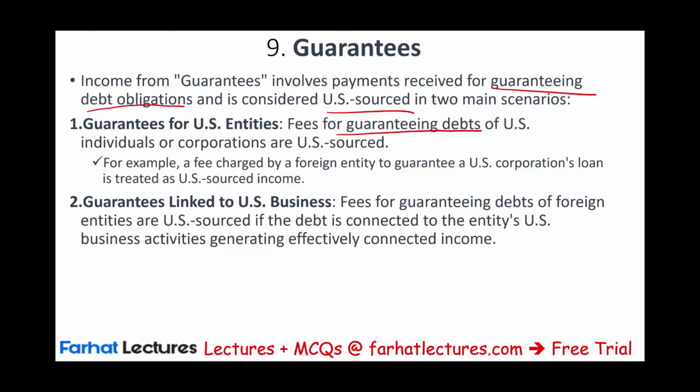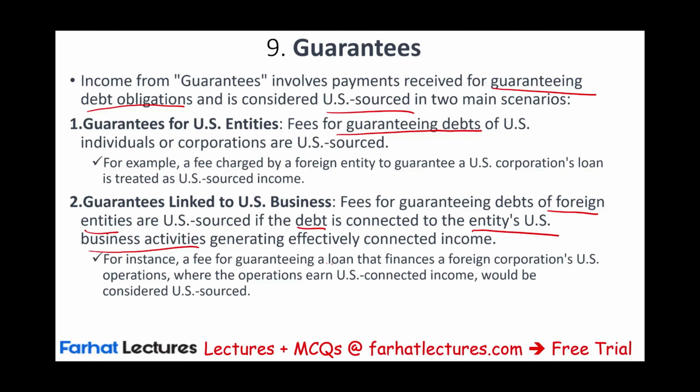income. Also, fees for guaranteeing the debt of a foreign entity are US sourced income if that debt is connected to the entity's US business activity, somehow related to the activity in the US, then that's US income. For example, a fee for guaranteeing a loan that finances a foreign corporation's US operation, where the operation earned US connected income, would be considered US sourced income. So simply put, guarantees of any sort of a debt that's connected to an individual in the US, a corporation, or a foreign corporation where that debt is connected to the business activities in the US is considered what?